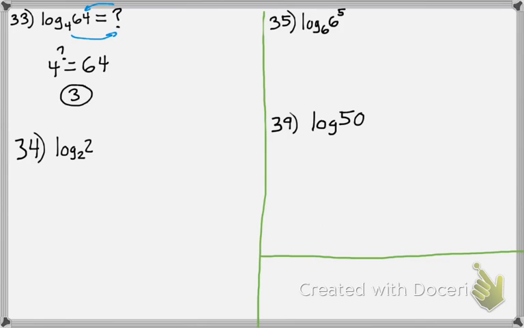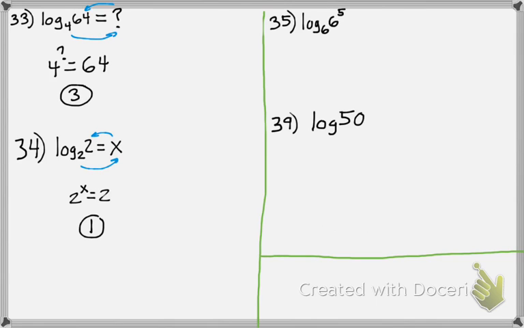With 34, we have log base 2 of 2. So I'm going to set this equal to, I'll use X, but again you could use question mark. So I want to transform it. And this is going to be 2 raised to the x is equal to 2. So 2 raised to what gives me 2? That would be 1.